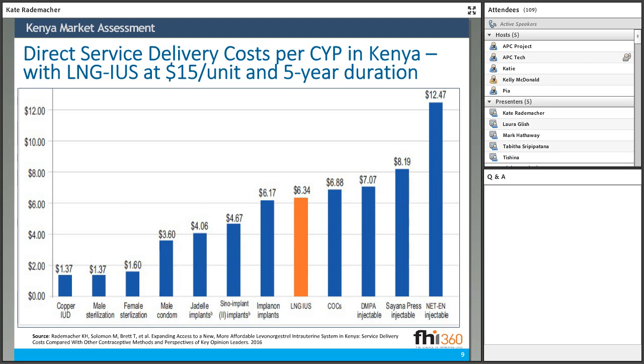In this calculation, we assumed that the Medicines 360 LNGS, which is currently under review for registration in Kenya, would be registered and available for approximately $15 per unit. You can see here that the LNGS compares favorably to other methods on a cost per CYP basis.